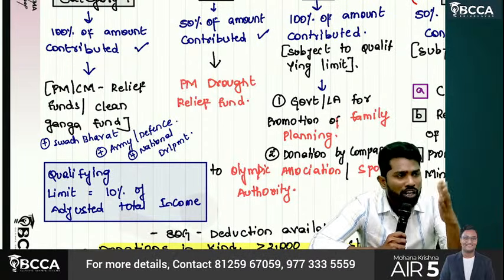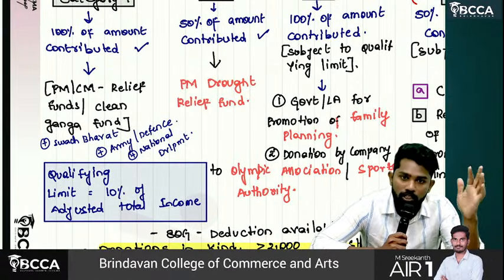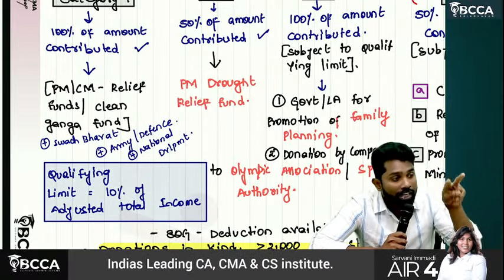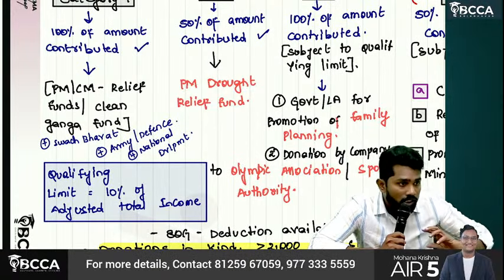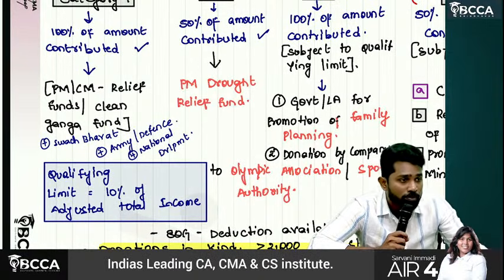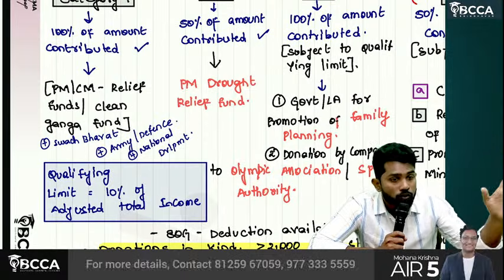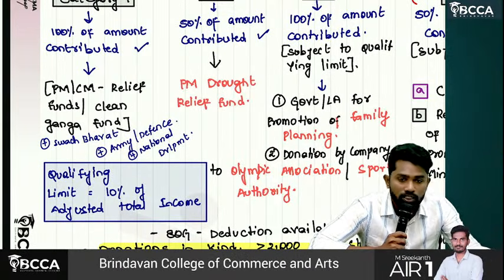Now, 1 and 2, no problem, sir. You can identify it as category 1 or 2 straight away and claim 100% or 50%. Only category 3 and 4 we have a problem. What? For category 3 and 4, we cannot claim however much amount we want, I mean directly 100% or 50%. They are restricted to the qualifying limit. So what is the qualifying limit? 10% of adjusted gross total income.